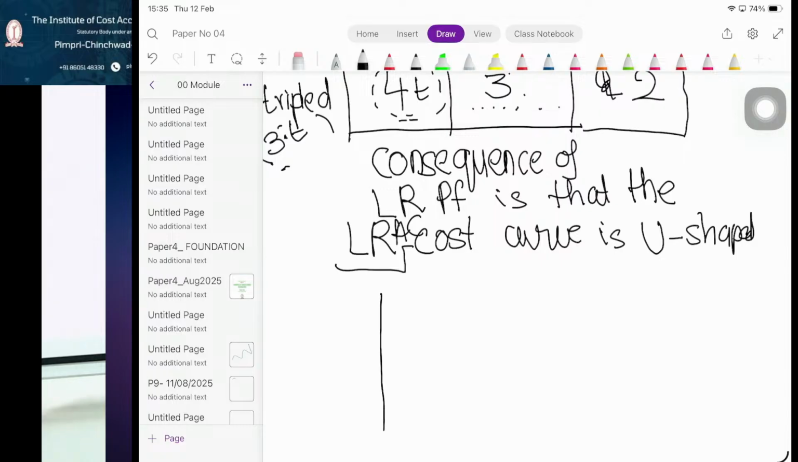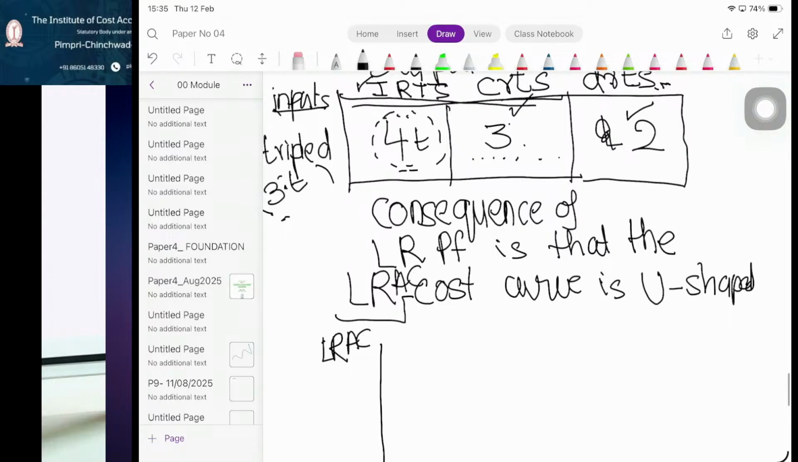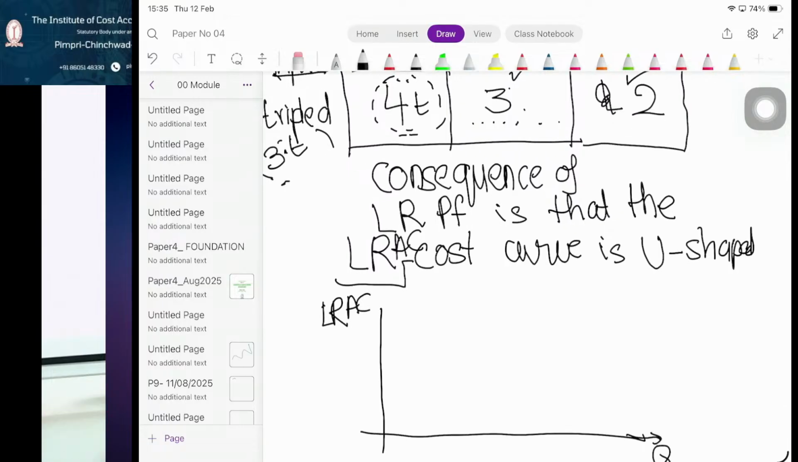Okay, I'm just writing like this. Cost, long run average cost, and I'm writing Q here. What it states is that it's U-shaped, meaning when production is low, generally the firm is experiencing increasing returns to scale. So the average cost is falling. Okay, it is falling when the firm is experiencing increasing returns to scale.